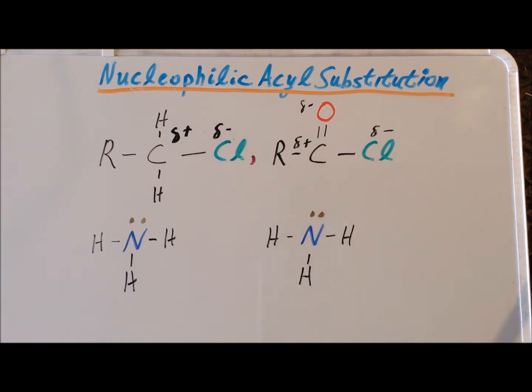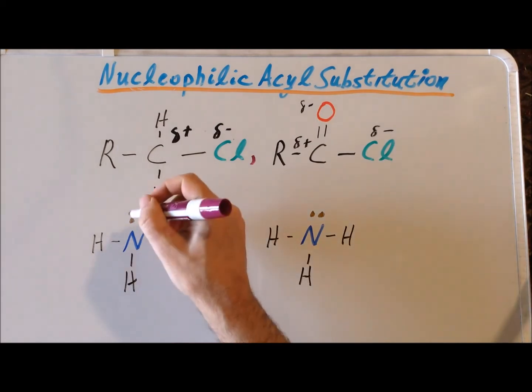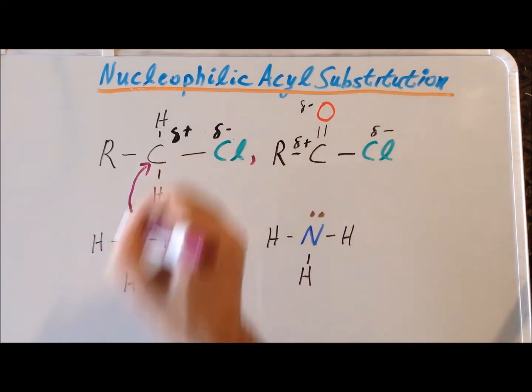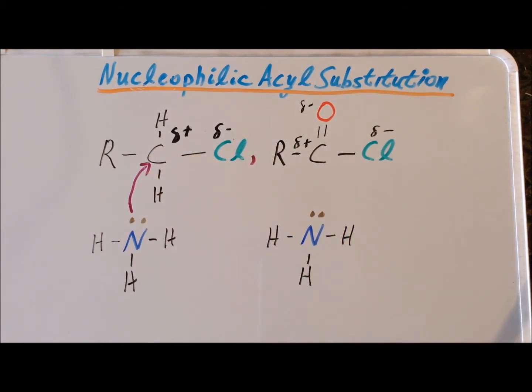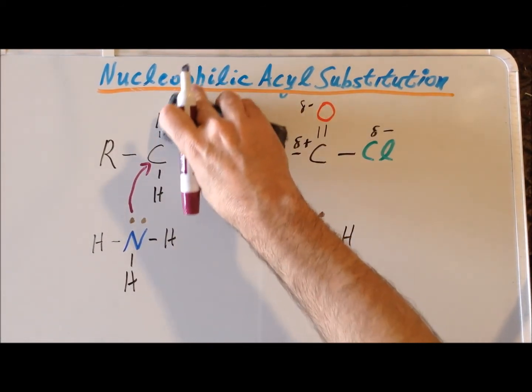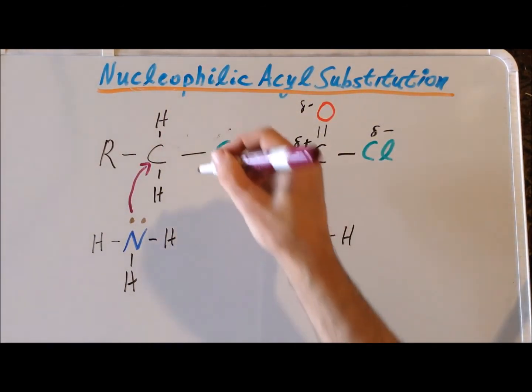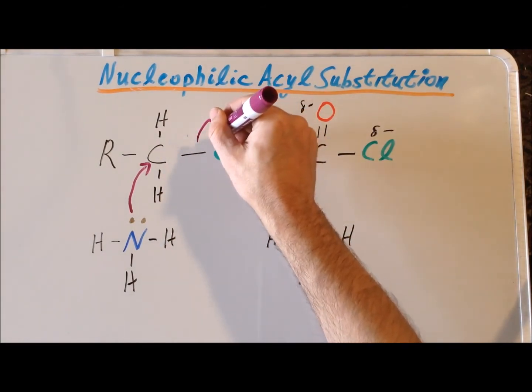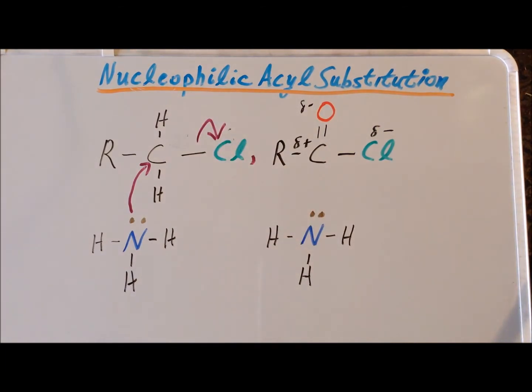Now let us suppose that each undergoes a nucleophilic attack. So in the case of the chloroalkane, we have flow of electrons from the lone pair on nitrogen to the electron deficient center, while at the same time we have bond breaking between carbon and the chlorine, and we know eventually that chlorine is going to leave as chloride because chlorine is a good leaving group.